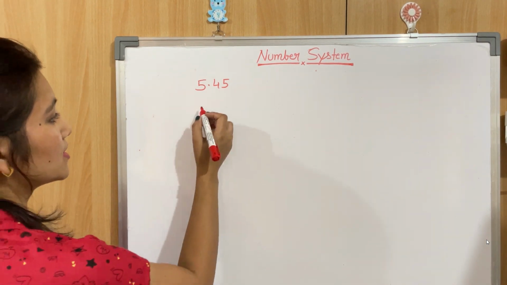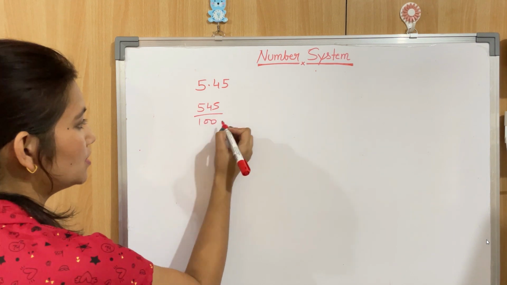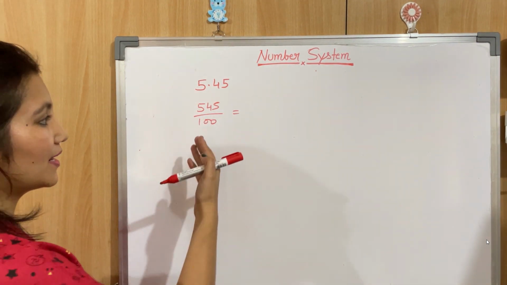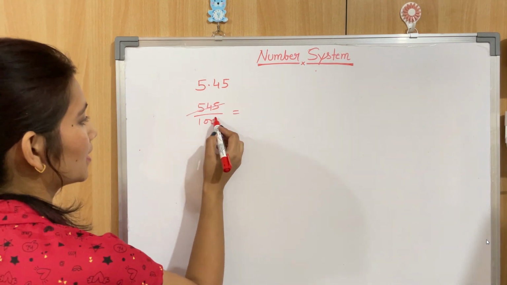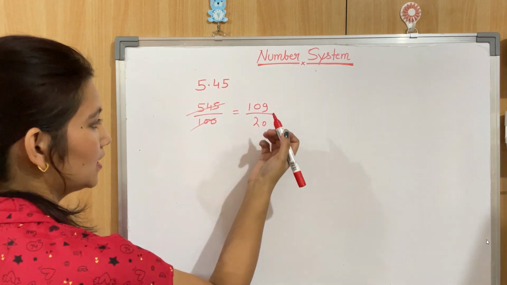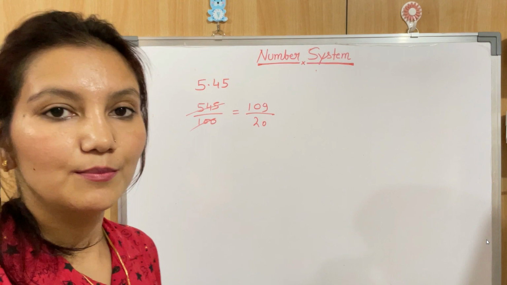So how do we do this? We remove the decimal from here and bring down zeros. It becomes, and now you can cut it and bring it to the lowest form. So it becomes 109 upon 20. So this is how you can bring it into P upon Q form.